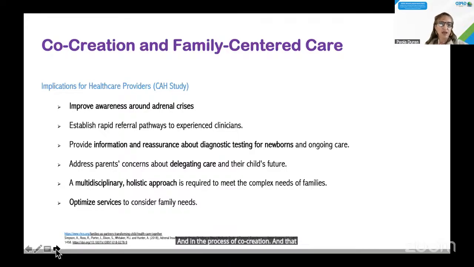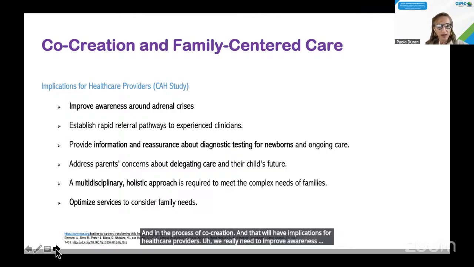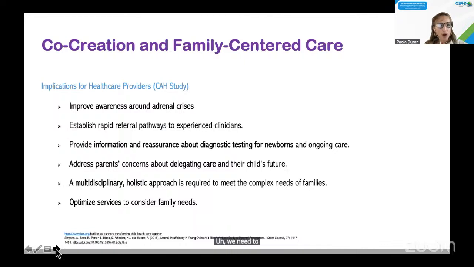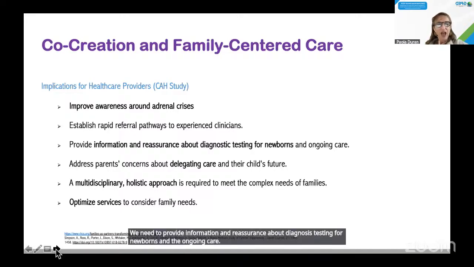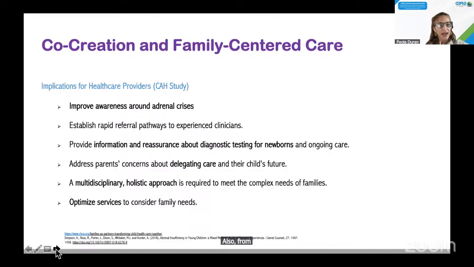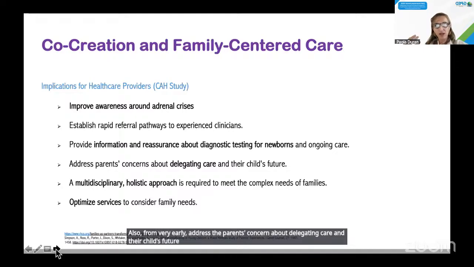And that will have implications for healthcare providers. We really need to improve awareness around adrenal crisis. We need to establish a rapid referral pathway to experienced clinicians. We need to provide information and reassurance about diagnostic testing for newborns and the ongoing care. Also, from very early, address the parents' concerns about delegating care and their child's future. Maybe as early as 12 or 13 years old, start that transition so we can give the patient some autonomy in their treatment, and start doing that from very early.